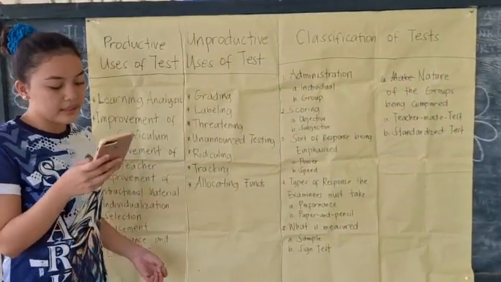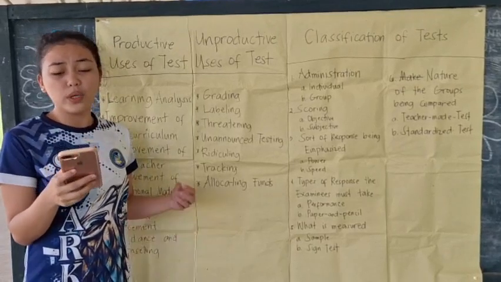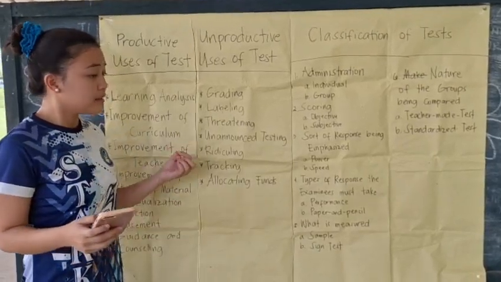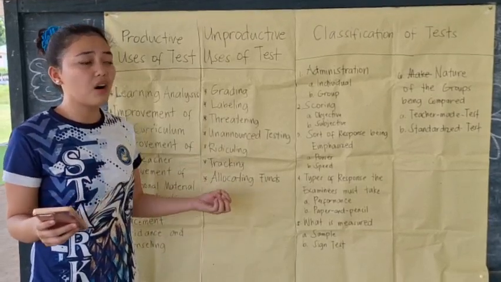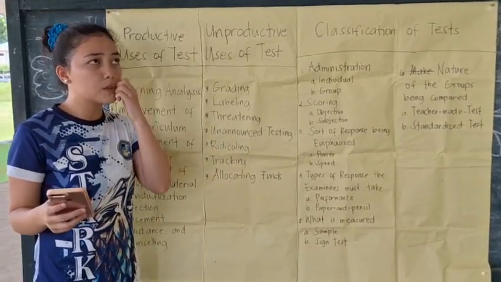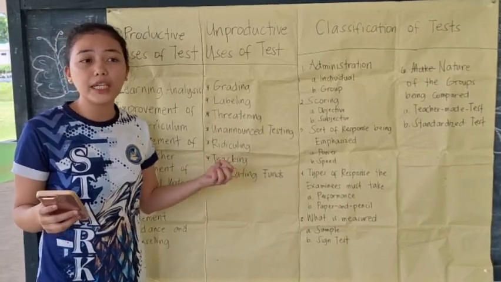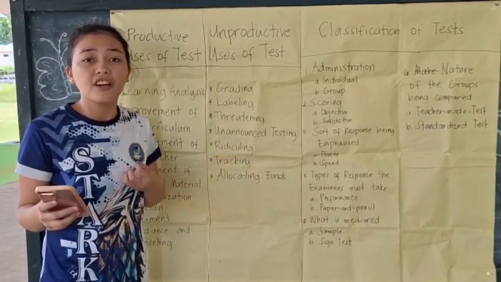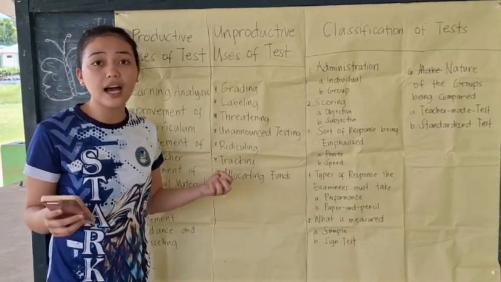Next is threatening. Tests lose their value as disciplinary measures. So we should never use tests to threaten students, because it most probably happens that the students will never love the learning process because they will only feel pressured, and it can create a gap between the teacher and the students.